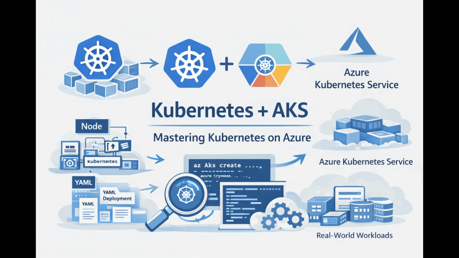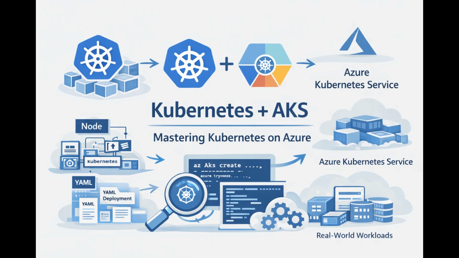Lessons from real deployment. Our deployment taught several practical lessons. First, architecture matters. We chose ARM64 VMs for cost savings, but this required rebuilding our Docker images for ARM64. Always match your image architecture to your node architecture or use multi-arch images.